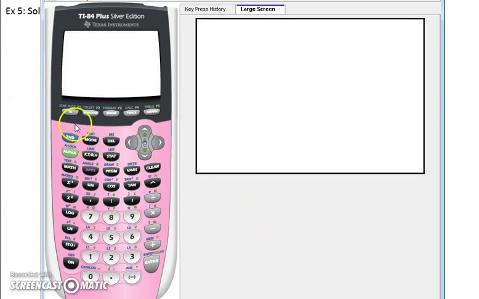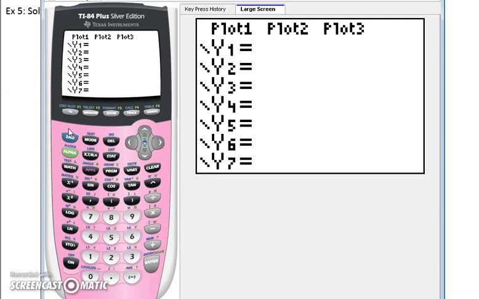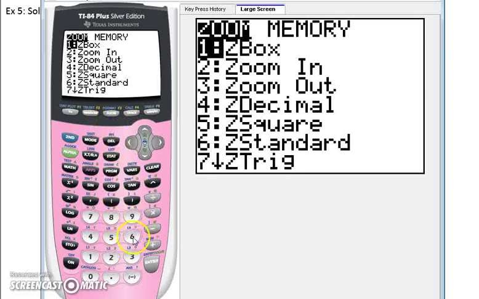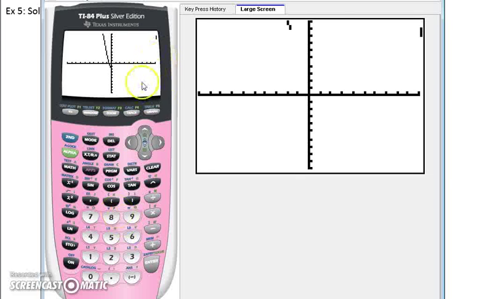So here's our home screen. I'm just going to go to y equals. I'm going to plug in the equation we have. So 2x squared minus 3x minus 2. I'm going to go and hit zoom 6 to get our standard viewing window. So it's going to go from -10 to 10 on each axis. Now you can see our parabola there.